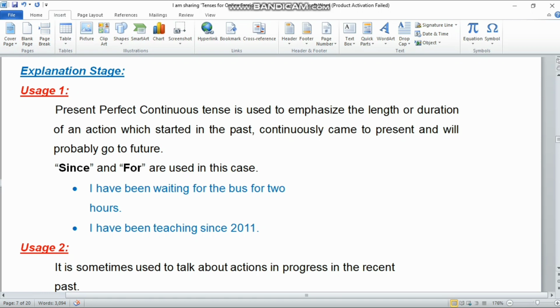For example, I have been waiting for the bus for 2 hours. In this example, you can see waiting for the bus has been done so far for this much time, which is given here, right? For 2 hours. So to talk about the duration, we use for. And when we talk about the starting time of an activity, we use since. For example, I have been teaching since 2011. So 2011 was the starting year of my teaching, and till the present day, I have been in this profession.